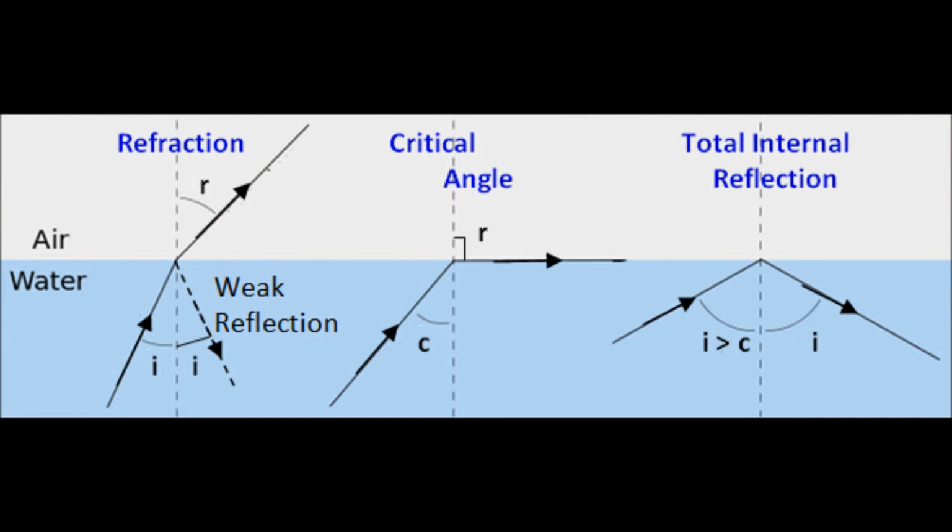Any incident angle larger than this critical angle would result in total internal reflection, in which all the light is reflected off the boundary and stays within the first material.